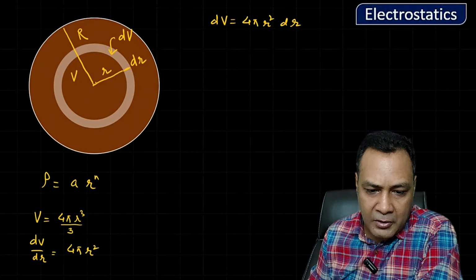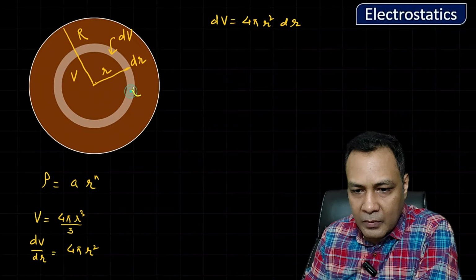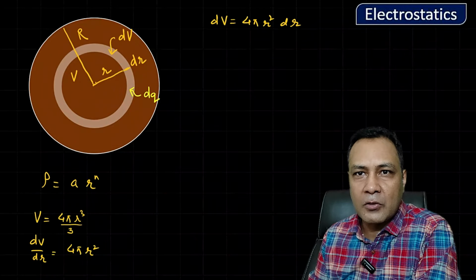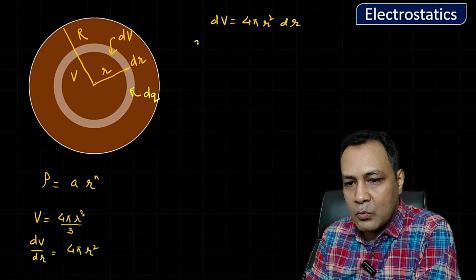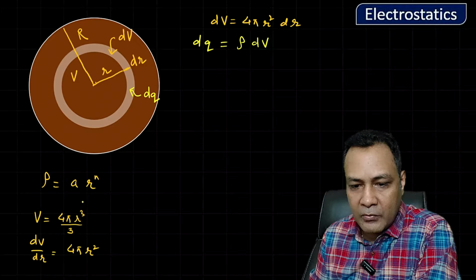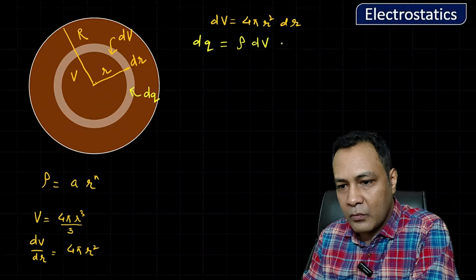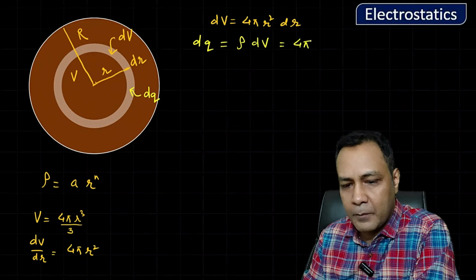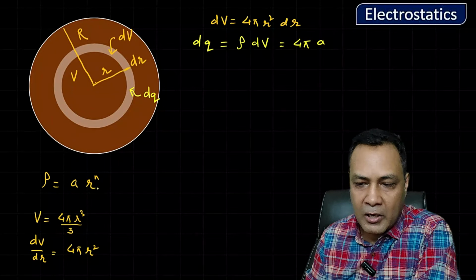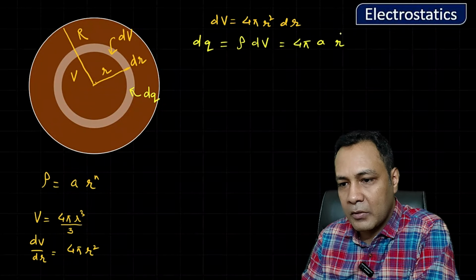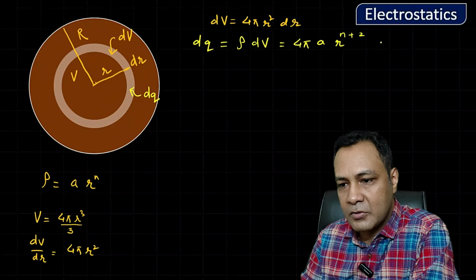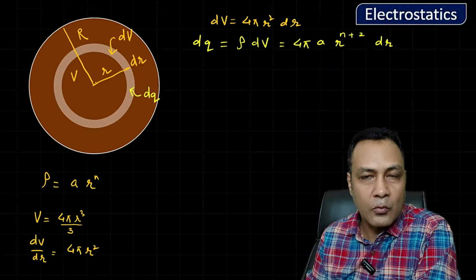And now the charge contained on this shell, say dq. We know that rho is equal to dq by dV, so dq is equal to rho dV. Put the value of rho here and dV here. So putting this, we will get 4 pi a, there is an r square, this is r power n, so that will be r power n plus 2, and that is dr. Now integrate to get the total charge.